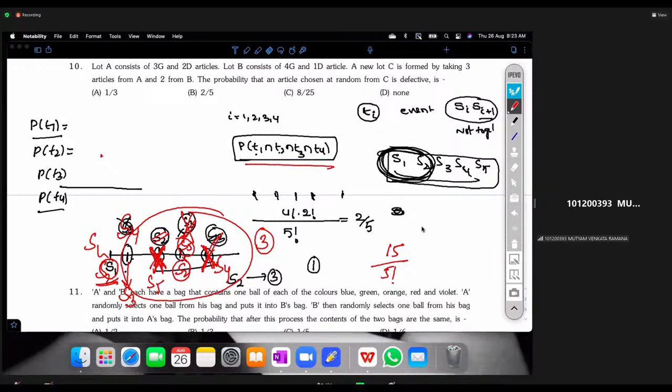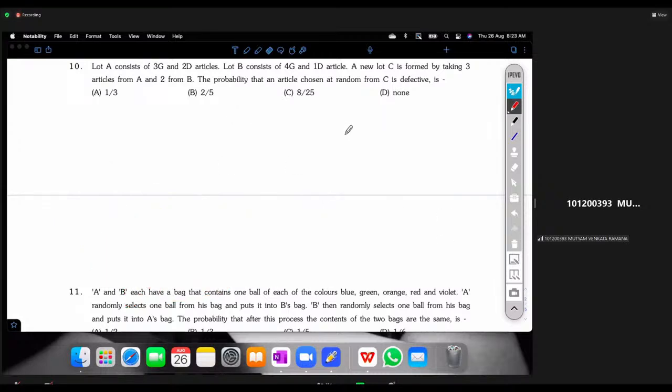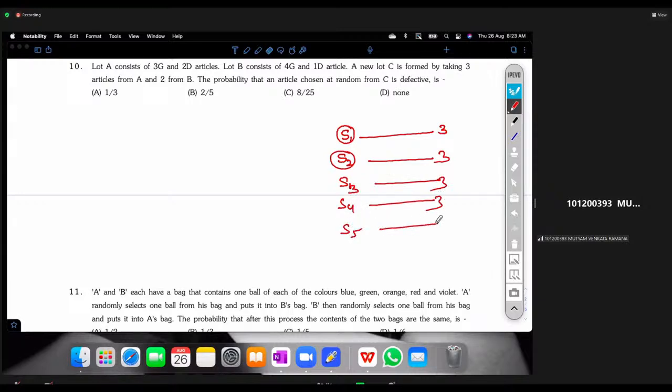Yeah. So my gut feeling is, when you are fixing S1 in the first position, you will be getting 3 ways. When you are fixing S2, this is a different event, 3. S3, this is 3. S4, 3 ways. S5, 3 ways. That is what I'm assuming.